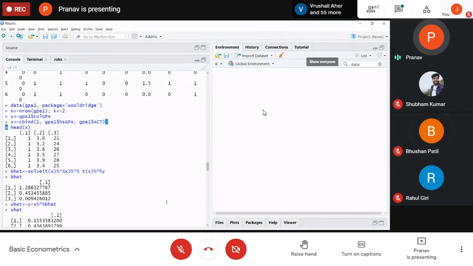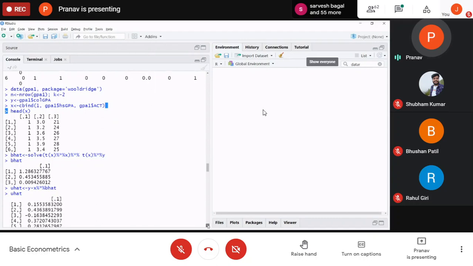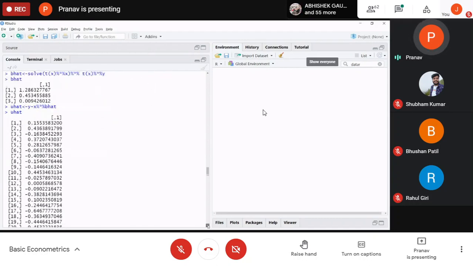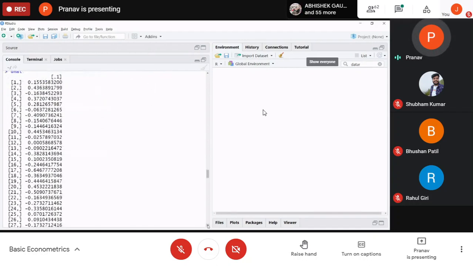Yes, sir. So this u hat, if you actually look at pen and paper, how did we obtain u hat? The residuals e is y minus x b. I already have y, I know x, and beta we have just obtained, that is beta hat. You can easily calculate this u hat, and it will be a column vector consisting of all those 141 observations of all the residuals.